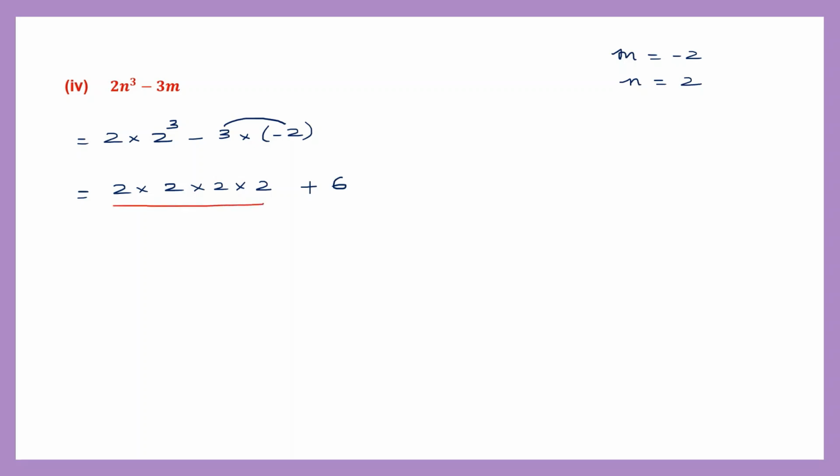Now let's work out this. Let's multiply and see what we get here. So that will be 2 into 2. 2 2s are 4. 4 2s are 8. 8 2s are 16. So here we have 16 plus 6. 16 plus 6 is 22. So this is our answer, 22.